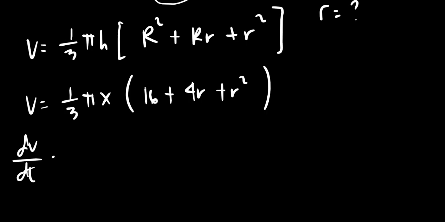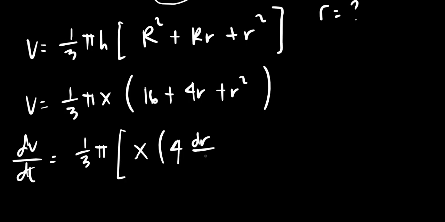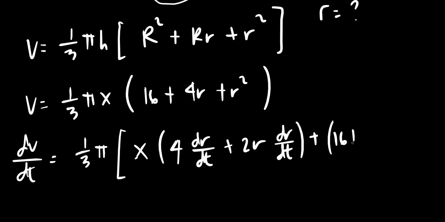So dV over dt equals 1/3 pi. We'll isolate the constant and differentiate with respect to r first. So x times (4 dr over dt plus 2r dr over dt), plus, just copying, (16 plus 4r plus r squared) multiplied by the derivative of x, so dx over dt.